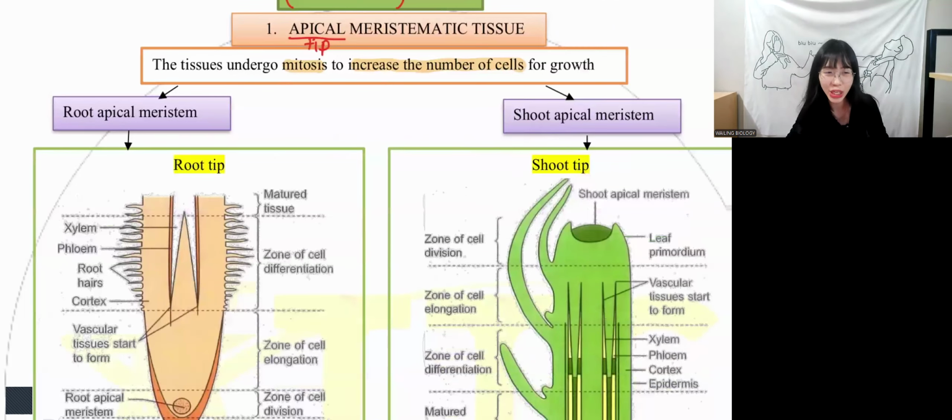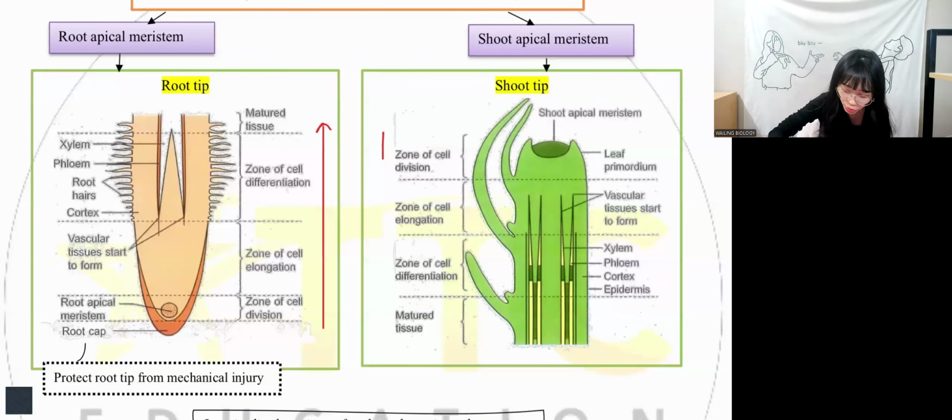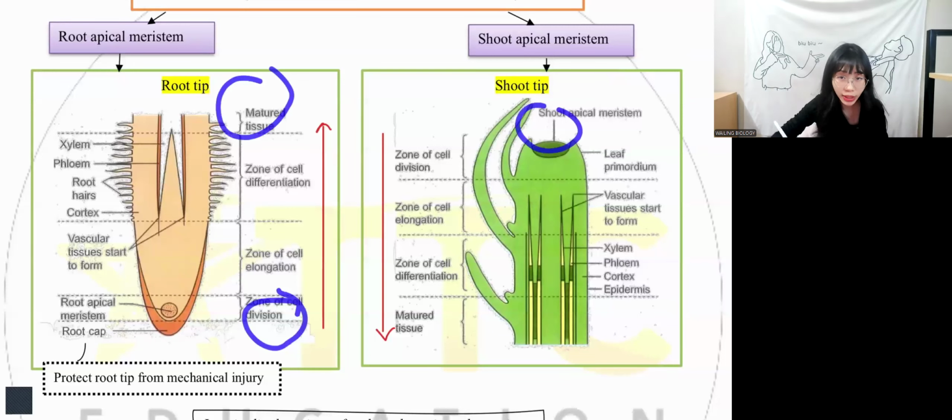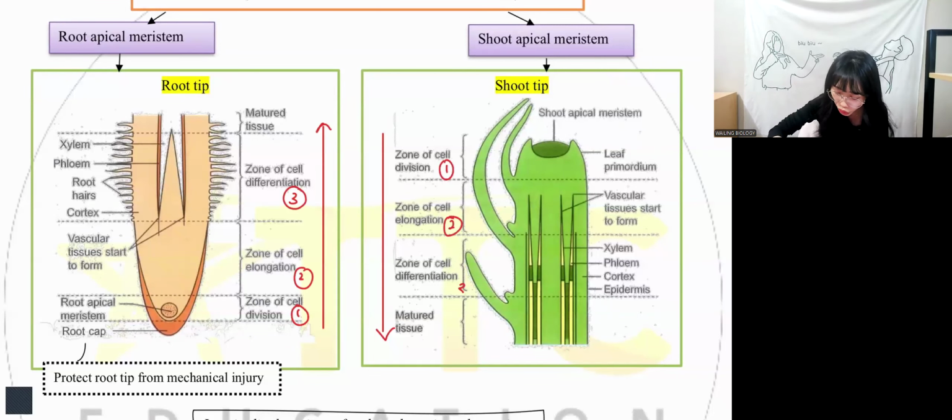We have root apical and shoot apical. By learning root apical and shoot apical, we have to look at the direction of it. For root apical, we look from bottom to top in this direction. Shoot tip is top to bottom. We start from the root tip. Why do we have to look in this direction? Because number 1 is the zone of cell division, number 2 is elongation, and number 3 is differentiation. So 1, 2, 3.